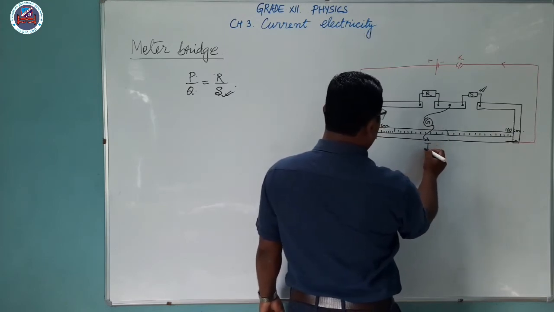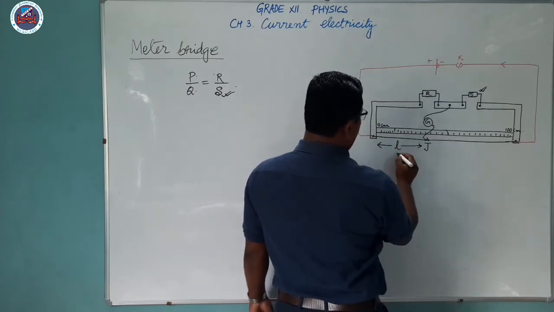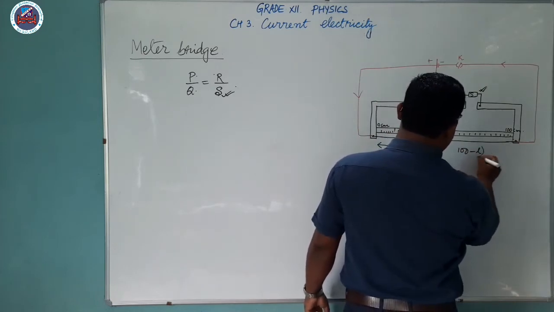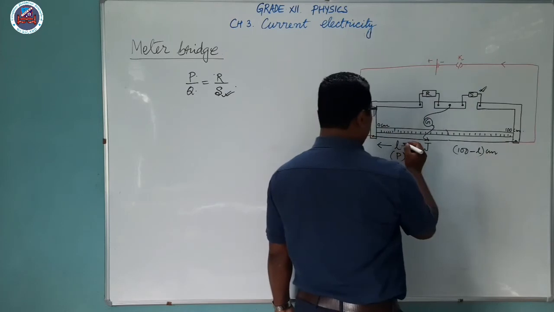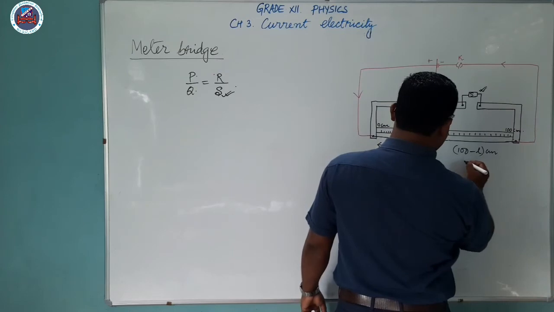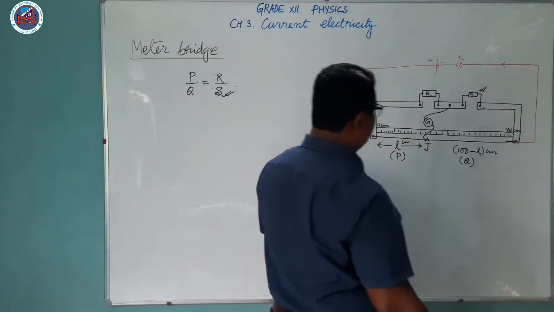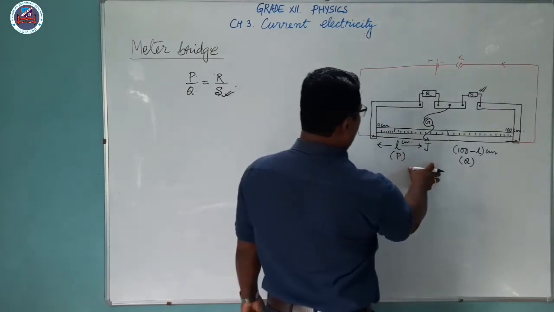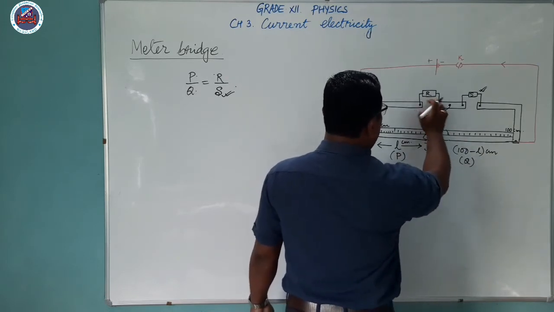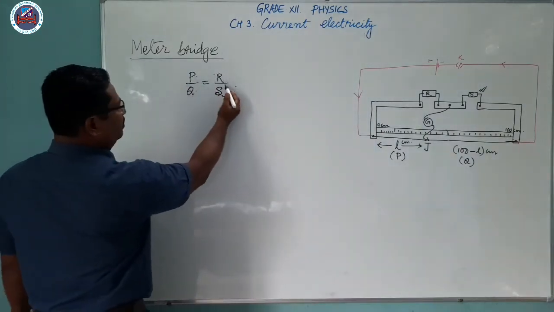Suppose this is the jockey, this part we call length L of the wire, we will treat it as P, and the other part is 100 minus L. These are in centimeters, we are taking the unit as centimeter. Then this part we assume as Q. So this arrangement, if you look very carefully, is similar to our Wheatstone bridge. Here P by Q is equal to R by S. In the balanced condition, P by Q will be equal to R by S.